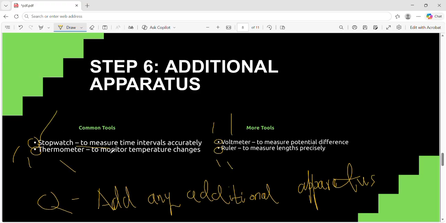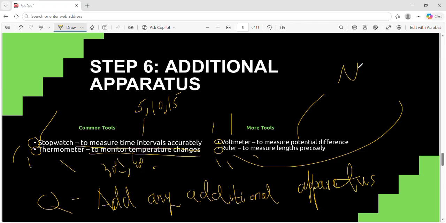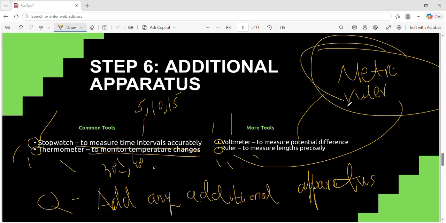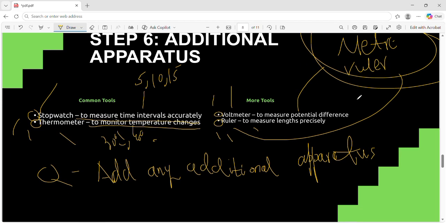Okay, stopwatch is just to measure the time intervals accurately, like 5 minutes, 10 minutes, 15 minutes, and to monitor temperature changes, like 30 degrees initial temperature, 40 degrees final temperature, something like that. Voltmeter is obviously to measure potential difference, and for ruler, it's better to write meter ruler. This is the most appropriate. Okay, I'll circle this, meter ruler. Meter ruler is really important.